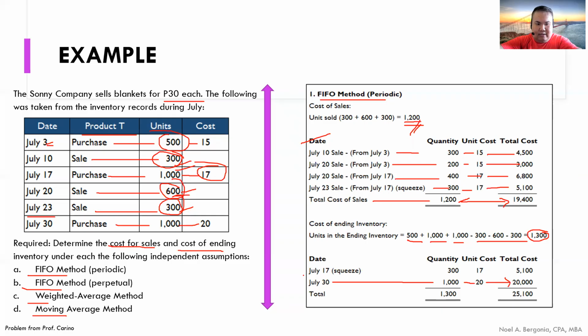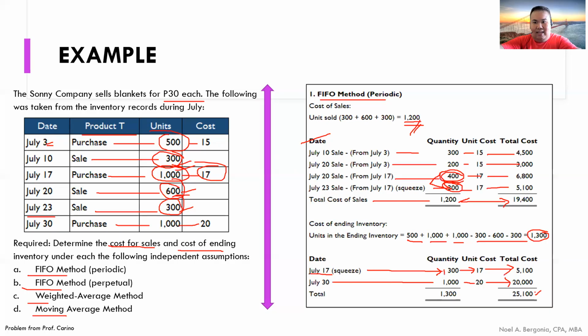And then on July 17 na purchase, may natira na lang po na 300. Sir, paano po natirang 300? 1,000 po yung binili. Kanina on the sales natin, 300 was being part of the sold in July 23. And on July 20, 400 po yung nanggaling sa purchase ng July 17. So 700 po yung nabenta related to it minus the 1,000. Kaya 300 units na lang po yung natitira as of July 17. Then multiplied with the unit cost na 17, we have 5,100. So if we add those remaining inventory coming from July 17 and July 30, we have a total of 25,100.